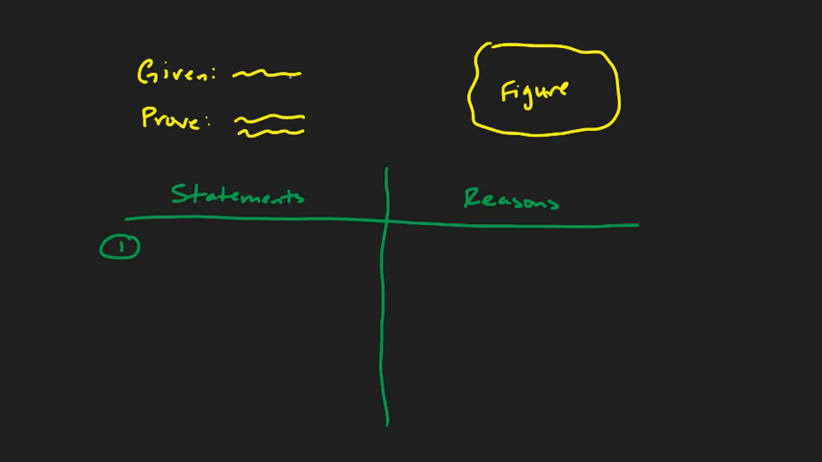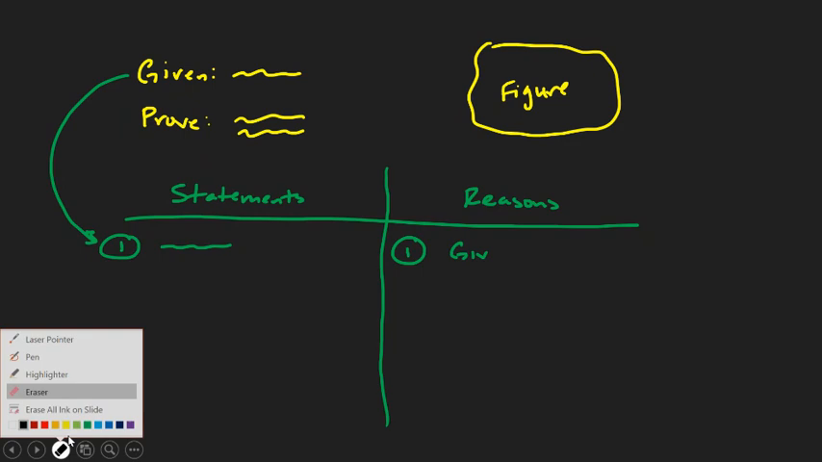This is always what you were given. So notice that I put one little squiggle up there, and that's matching that up there. So whatever is in the given goes right in step 1. The reason for step 1 is always the word given. I won't all caps it, that's not a big deal. Just the word given.